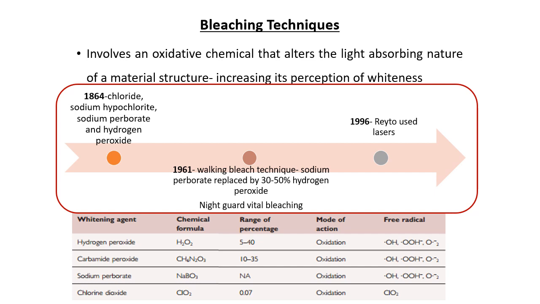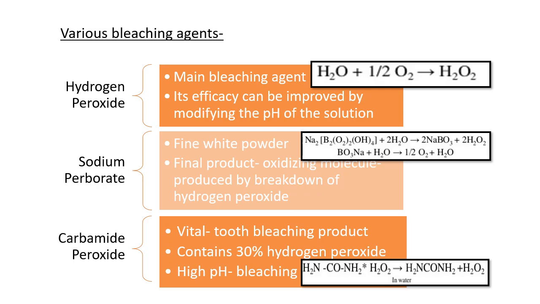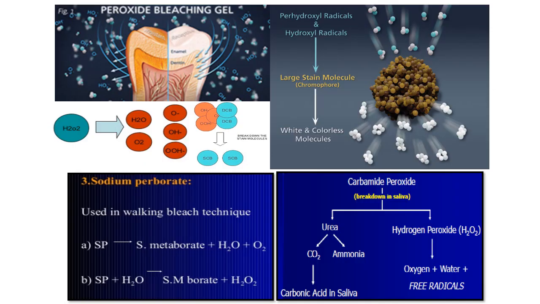The mode of action of all whitening agents is by an oxidative principle. Whitening agents that can be used are hydrogen peroxide, carbamide peroxide, sodium perborate, and chlorine dioxide. The mechanism of action is more or less the same in these diagrammatic representations. It basically is an oxidative reaction which breaks down the high molecular weight compounds or splits them into lower molecular weight compounds.